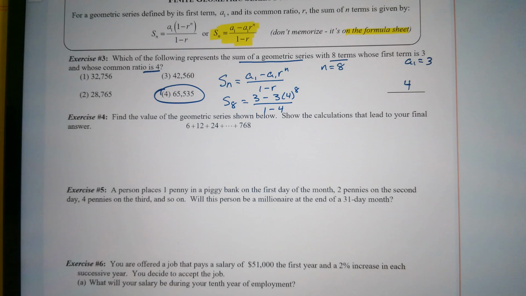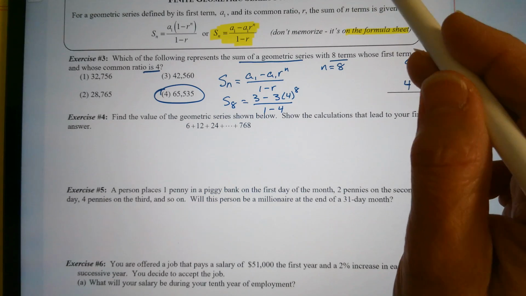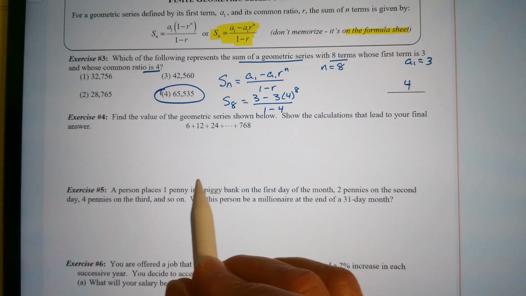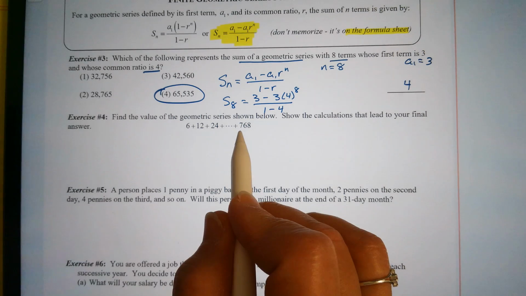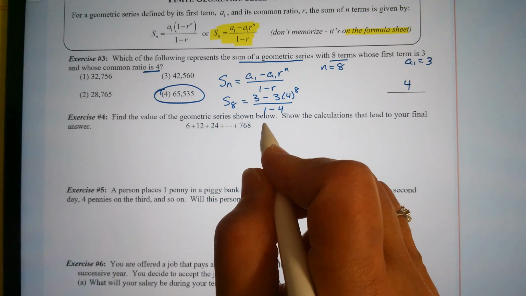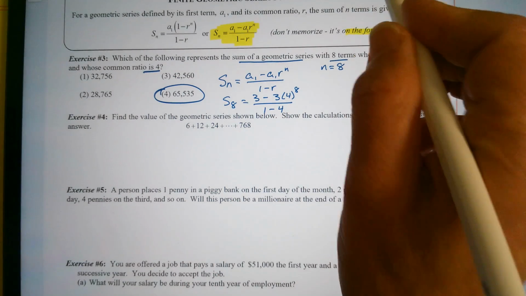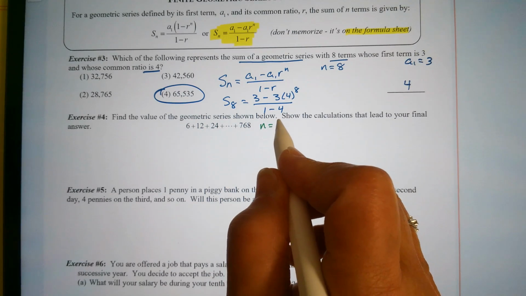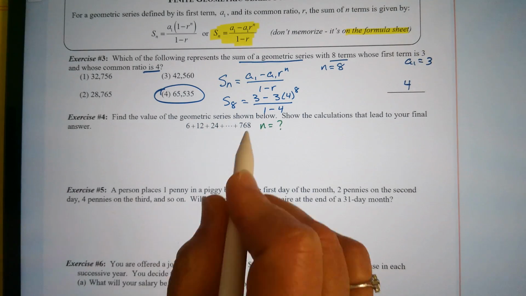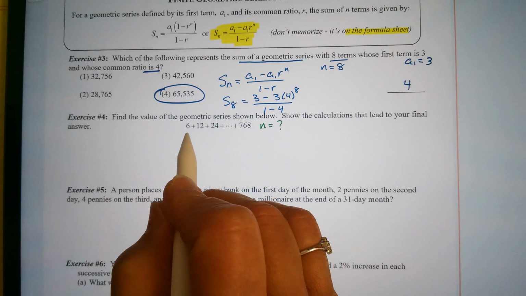Exercise 4, which will find the value of the geometric series shown below. Show the calculations that lead to your final answer. Well, first thing you notice is how many terms are there? What does n equal? How many terms? We don't know. We have to figure it out.